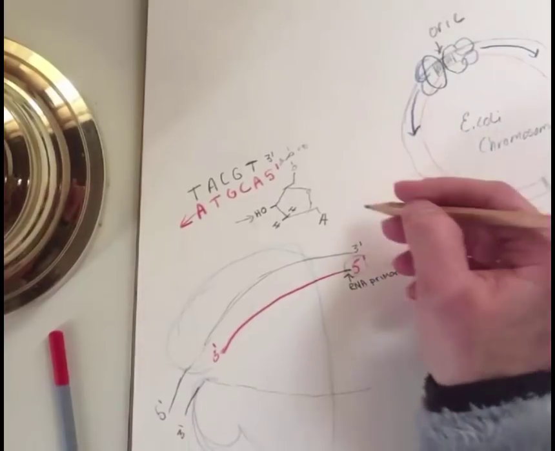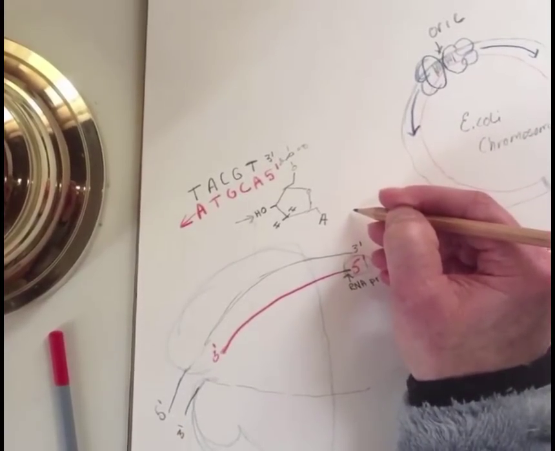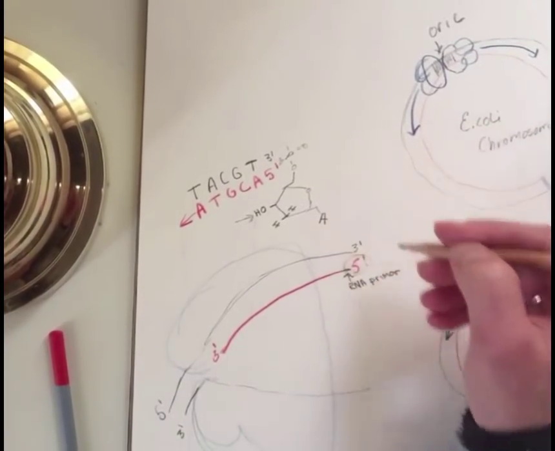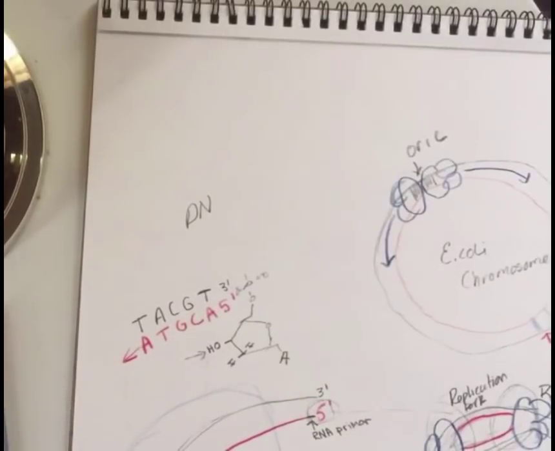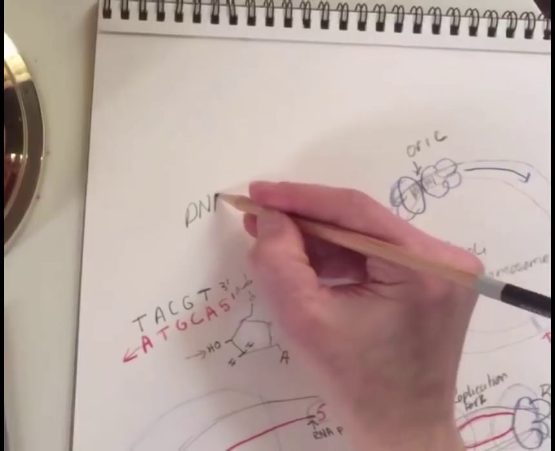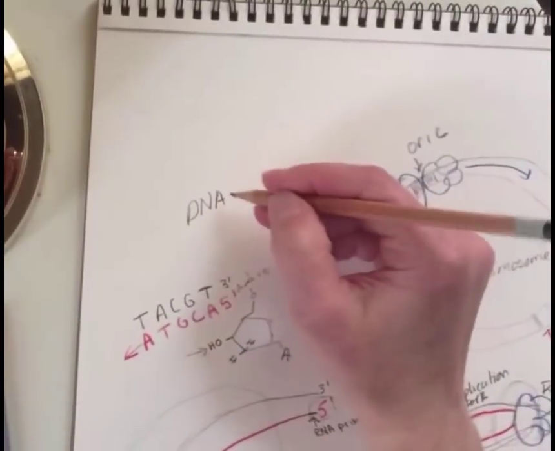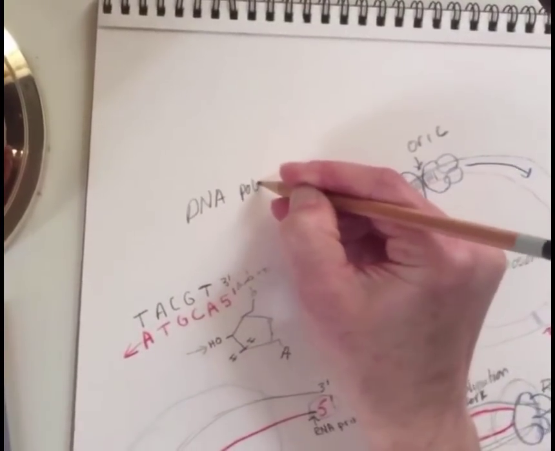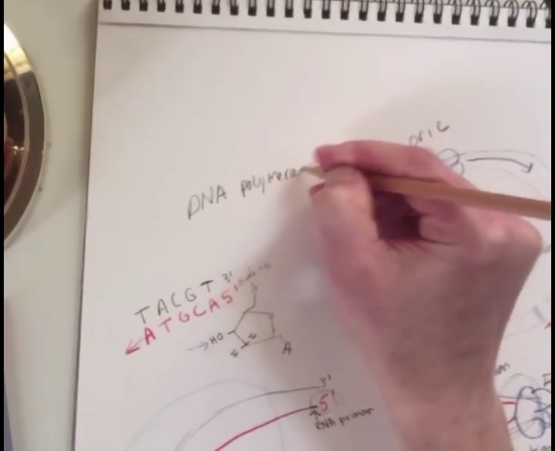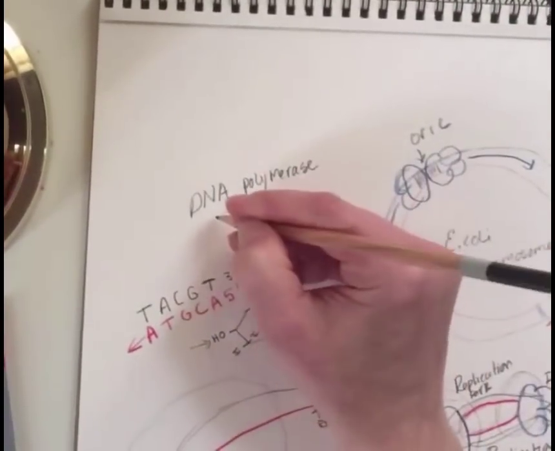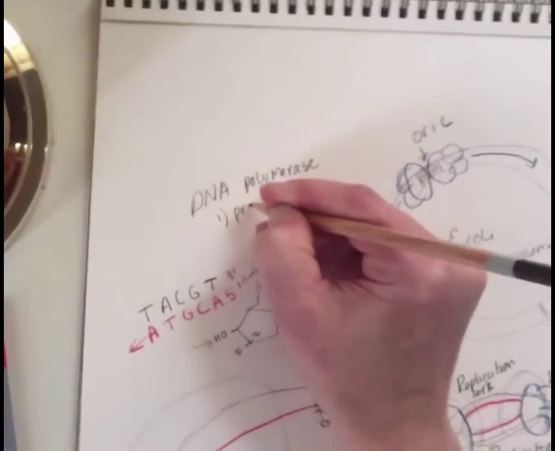So DNA polymerase is a super needy enzyme. I want to write down the things that DNA polymerase requires. It's a very fast but very needy enzyme. We know people like that, right? Number one, it has to have a primer.